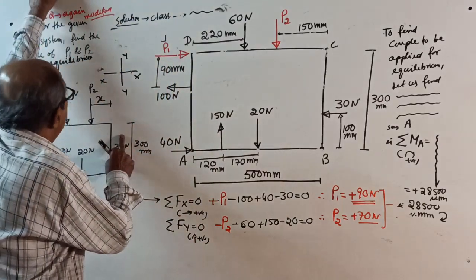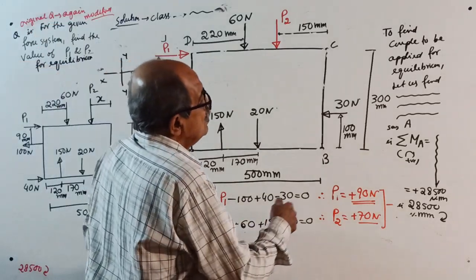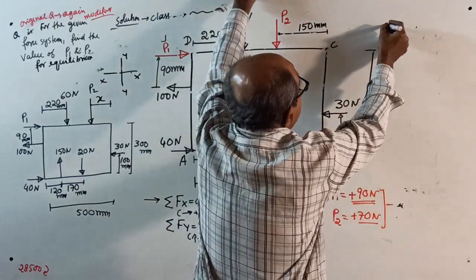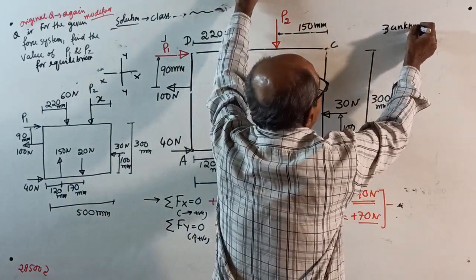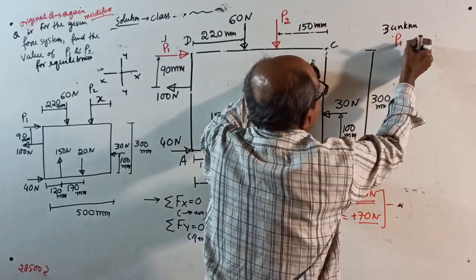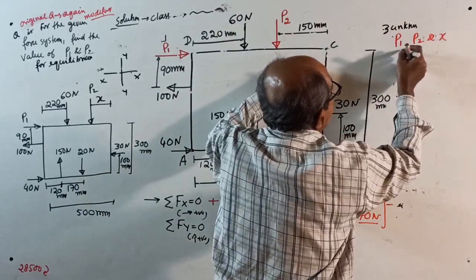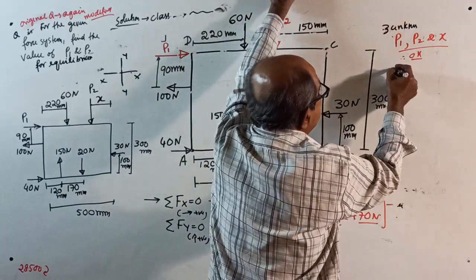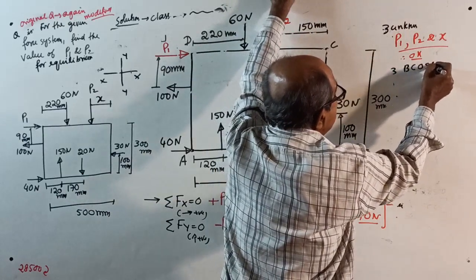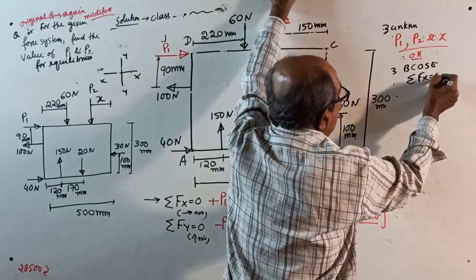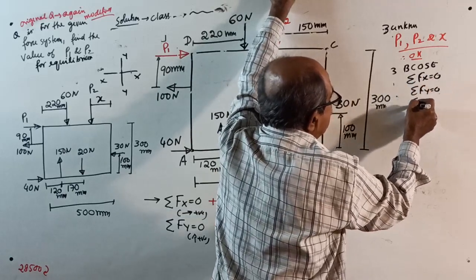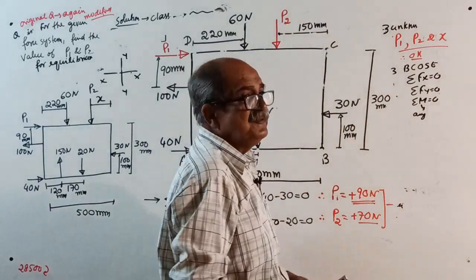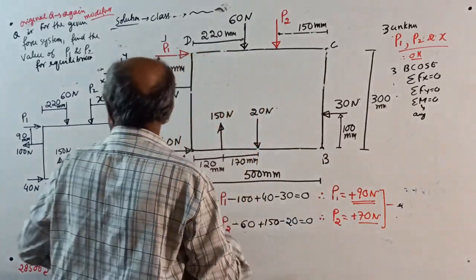Now, if you see the question correctly, there are three unknowns, namely P1, P2 and X. Why? Three unknowns and three basic conditions of static equilibrium: sigma Fx equal to 0, sigma Fy equal to 0, and sigma M equal to 0 about any point. Now, three unknowns, three equations, you can solve. Okay, solve the question.